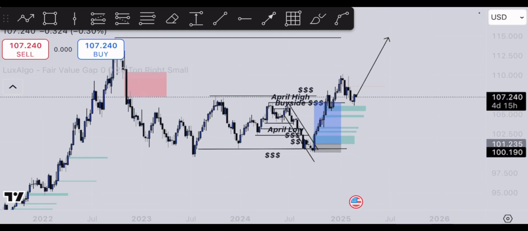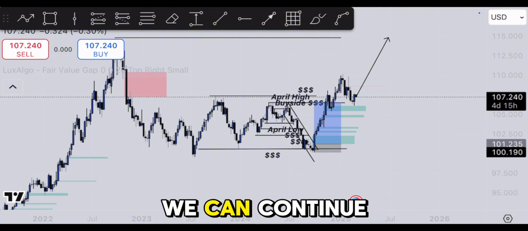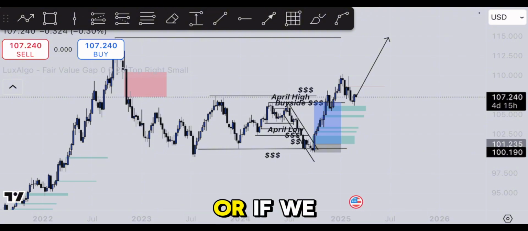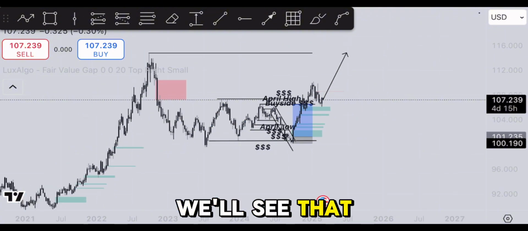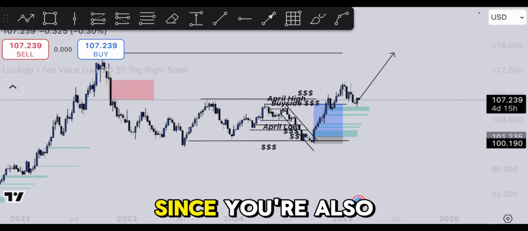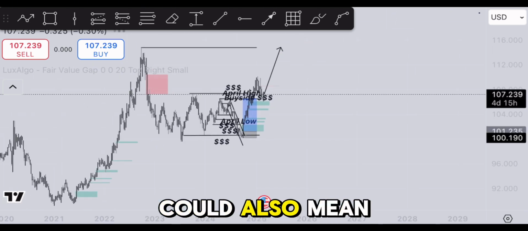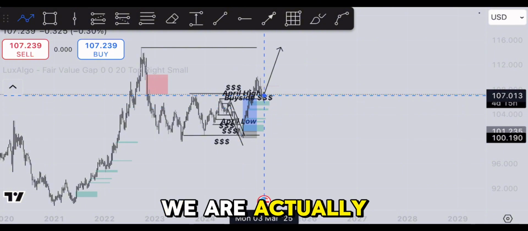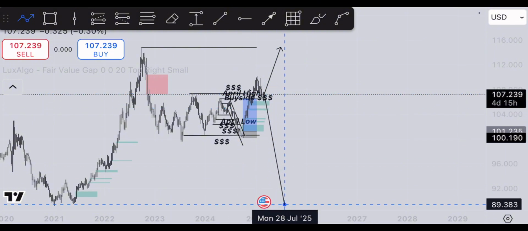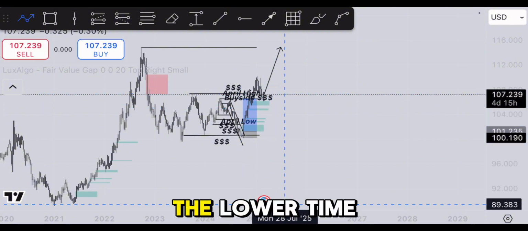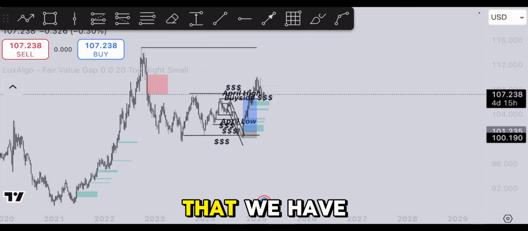So it's possible we can continue all the way to that zone, or if we go to a lower time frame, we'll see that maybe we're reversing, since we're also in this favor look at right here, and that could also mean that right now we're looking at something like this, right? So now the lower time frame will actually answer all the questions that we have.